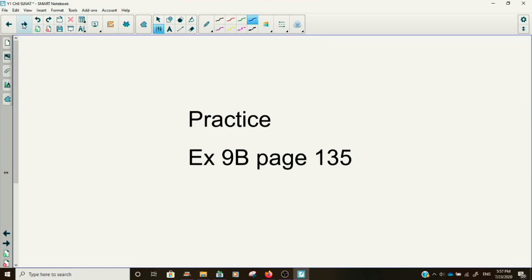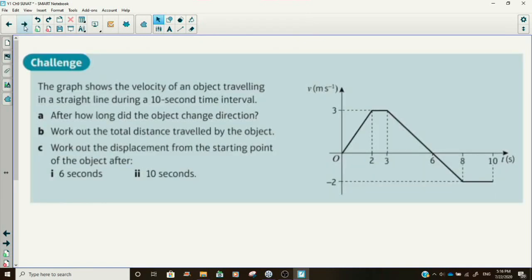And a little bit of practice for you folks. Exercise 9b. Again, any problems, bring them to class and we'll go through them there. Right, so a little bit of a challenge question for you. Here we have the journey of an object travelling in a straight line for a 10-second time interval. And there's a few questions here that you need to work out. After how long did the object change direction? What's the total distance travelled? What's the displacement from the starting point after 6 and 10 seconds? I'm going to let you have a go at this for homework, and if you bring your solutions into class, we will go through it together and you can mark your answers. Okay?